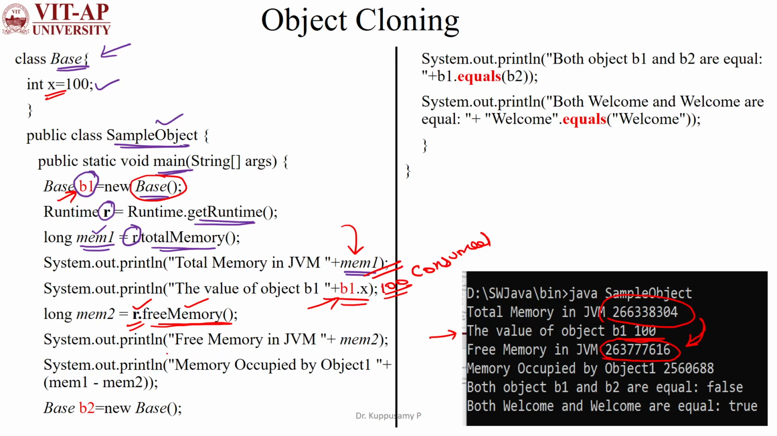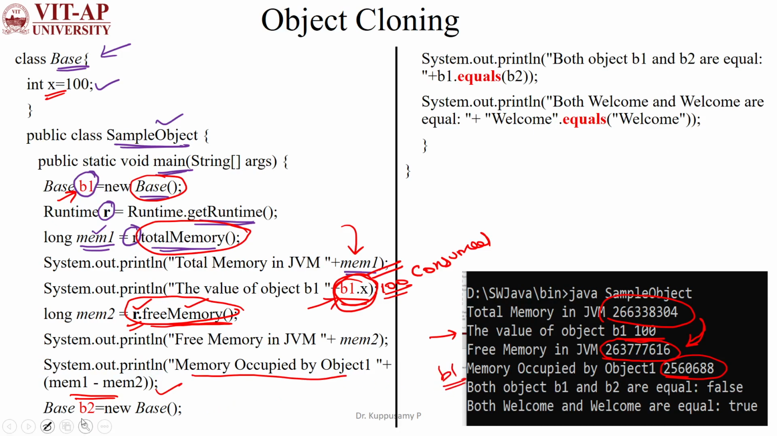So now I want to see how much memory is occupied for b1.x. For that, now the free memory available is subtracted from the total memory. So total memory minus free memory. So I got this value. So that is the value you see here. You will get that, right? So that is the memory occupied by the object b1, right?